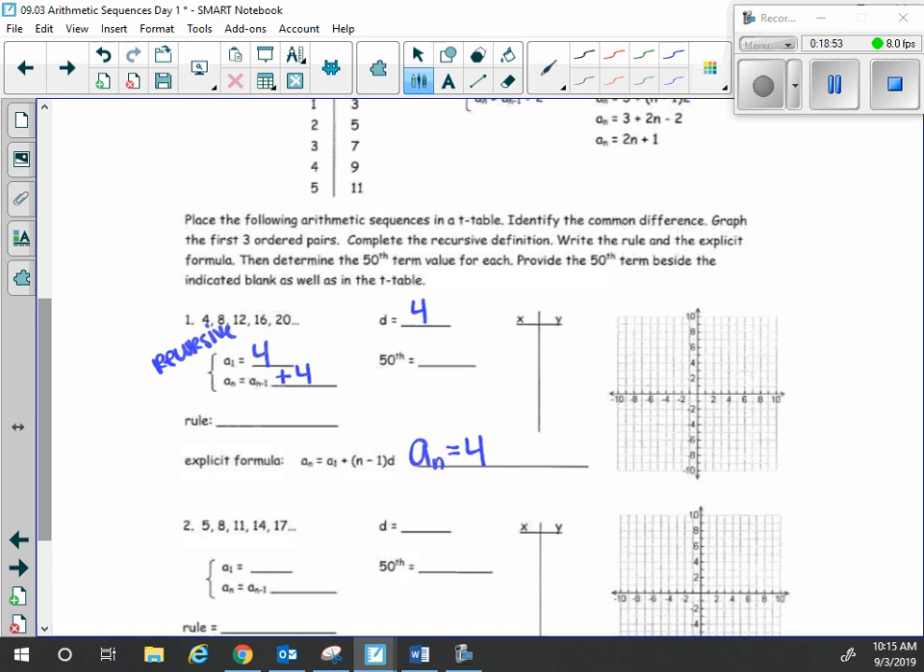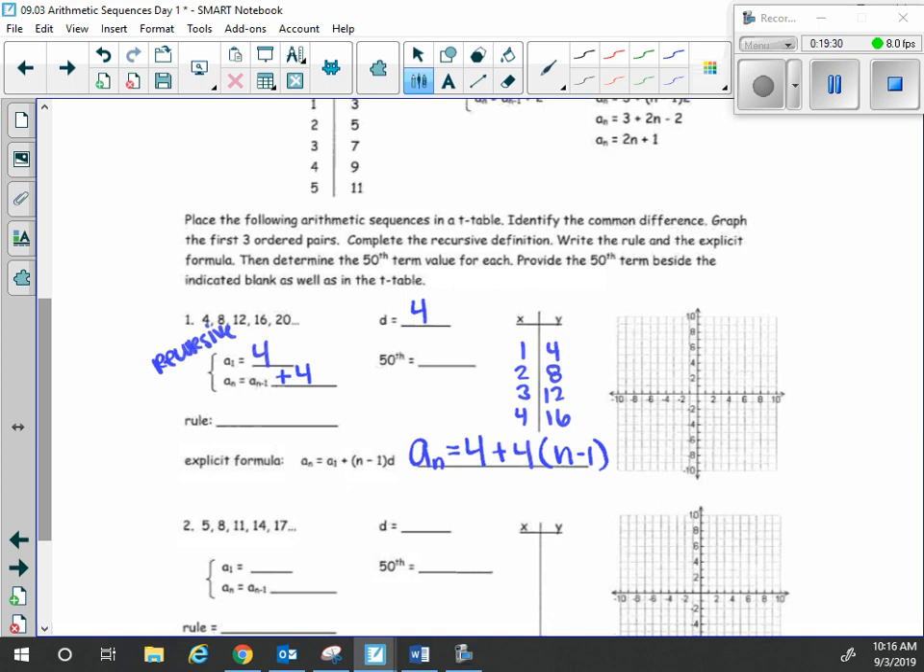But if I'm going to use my recursive rule to find my 50th term, I've got to do this 49 times. Nobody wants to do all that. So, let's think about this. My first term is 4. My second term is 8. My third term is 12. My fourth is 16, so on and so forth. And my common difference was 4. So if I'm going to fill in the rest of this, I'm going to add my common difference times n minus 1.